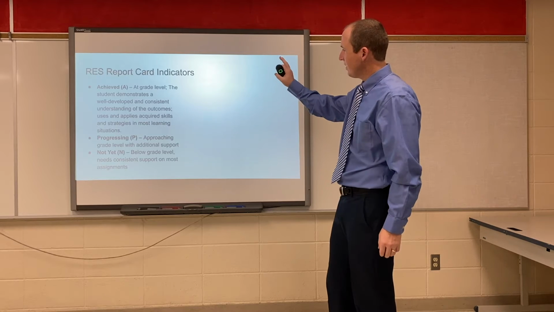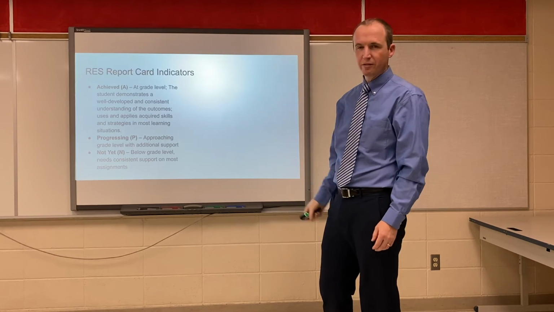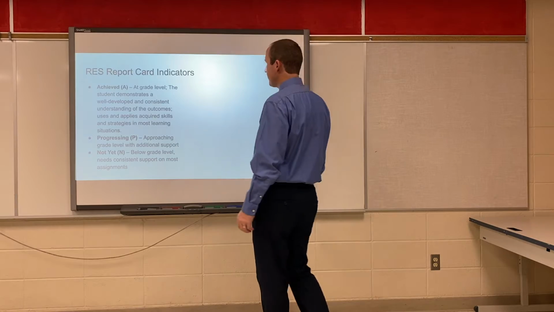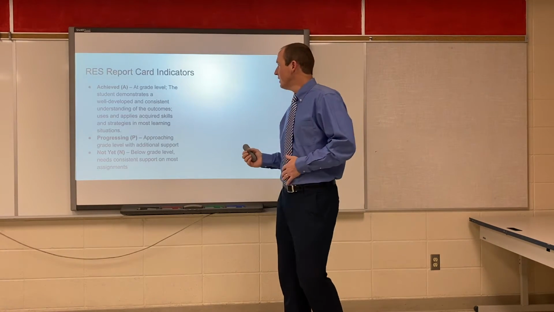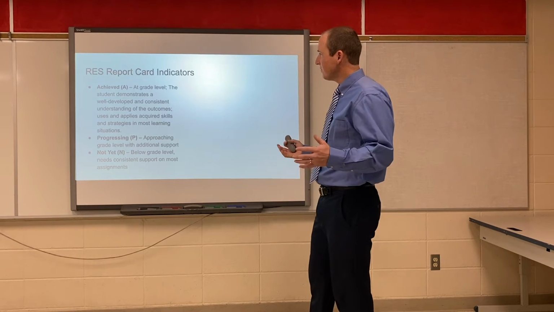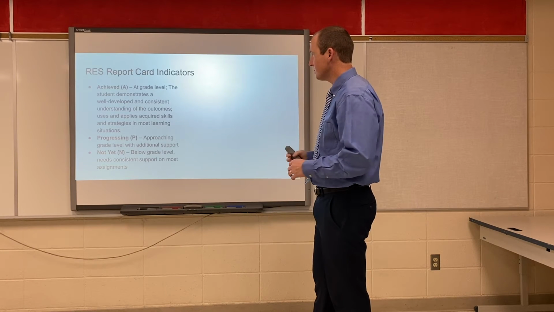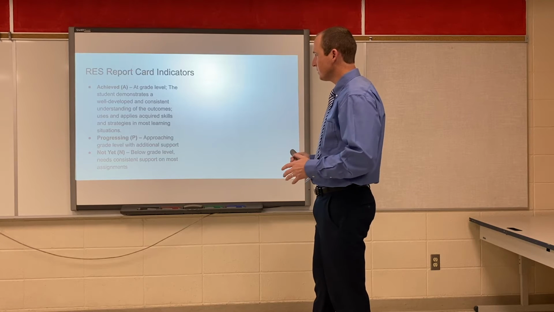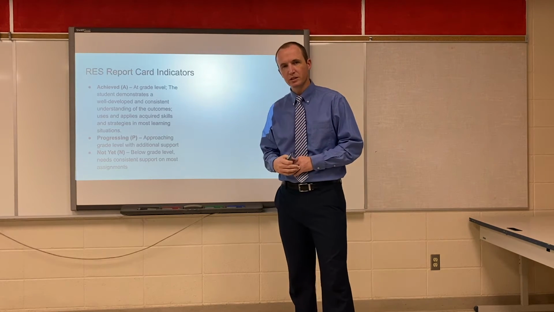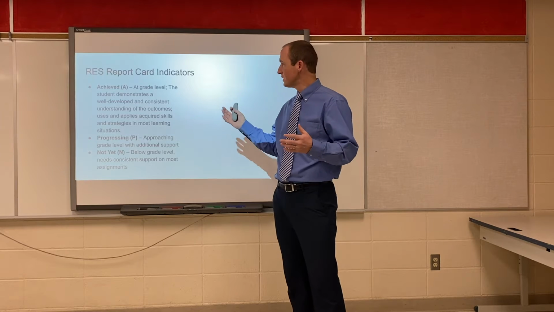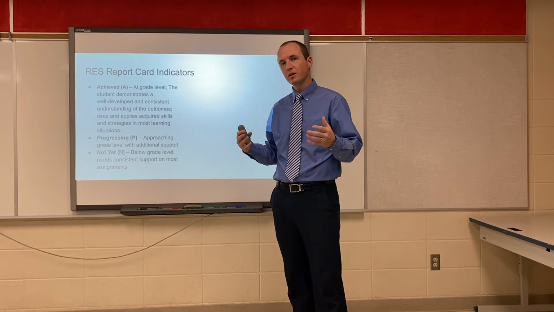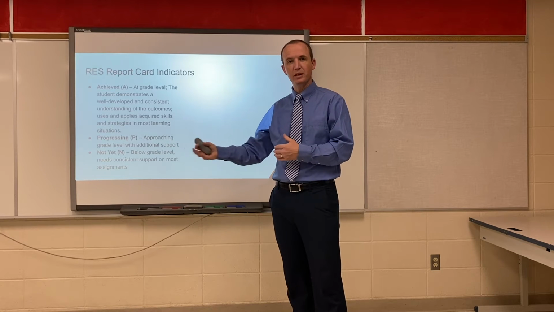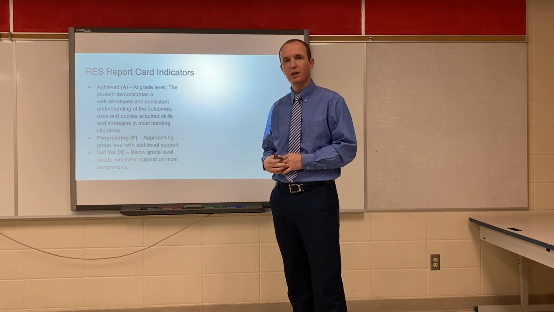So first of all, on the Division 1 report card, we have 3 indicators. The first indicator is achieved. This means that the student is at grade level, and demonstrates a well-developed and consistent understanding of the outcomes and uses and applies acquired skills and strategies in most learning situations. If a student received achieved on an outcome, it would say this student does really well and can show us that they're understanding according to the level of expectations that Alberta has for this grade, and can do really well with that outcome.